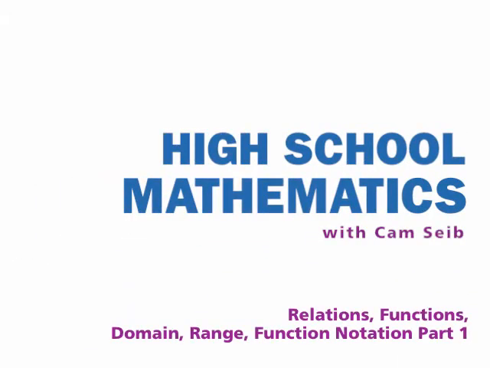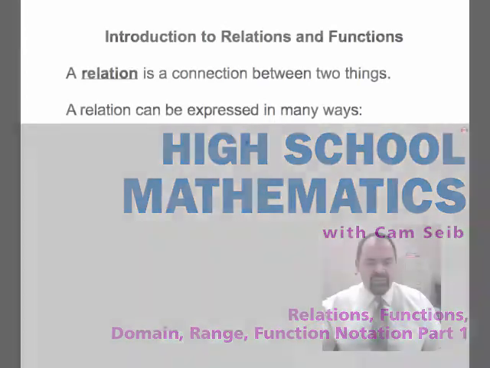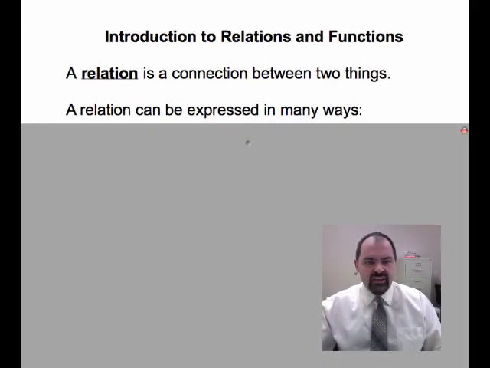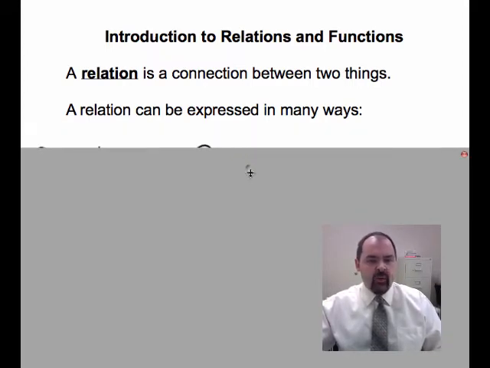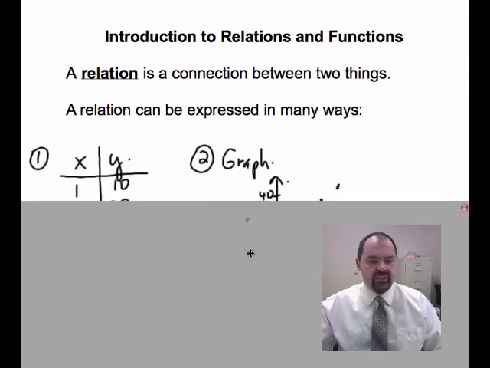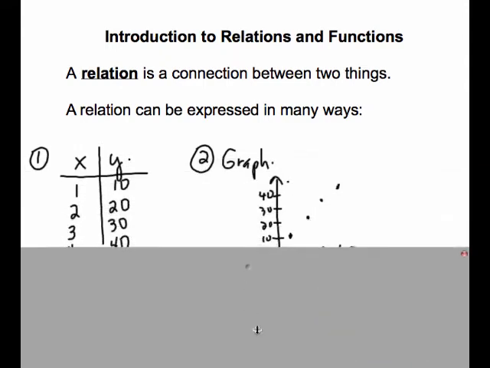Math is really the study of patterns, if you think about it, and a relation is really just that. It's a connection between two things that often involves a pattern. One thing is connected to another. So, definition of relation: a connection between two or more things. For our purposes, it'll be two things. And we can express relations in lots of different ways, which you've talked about in the past.